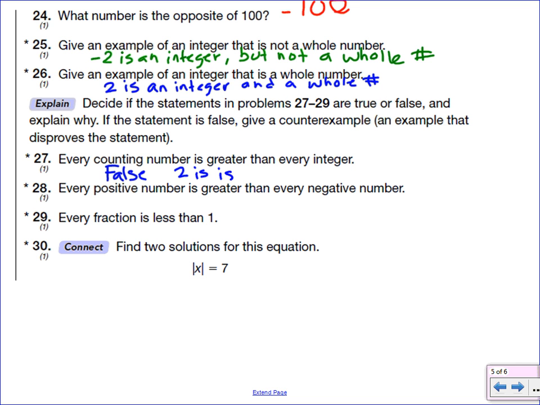2 is a counting number. 7 is an integer. And 2 is not greater than 7. It's less than 7. Every positive number is greater than every negative number. This one is true. And you can think of it as all the positive numbers are farther right on a number line than the negative numbers.